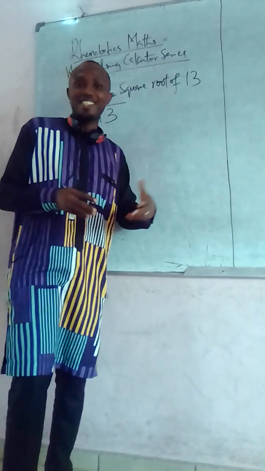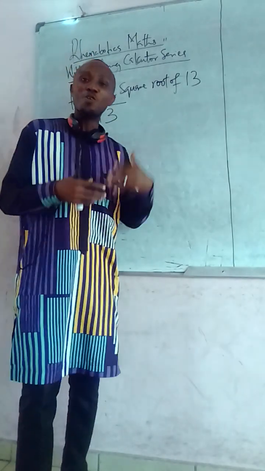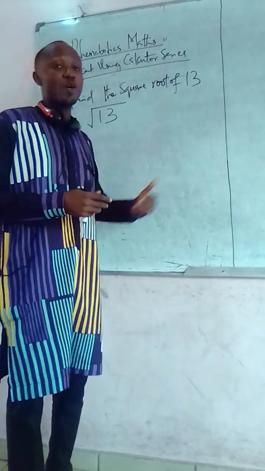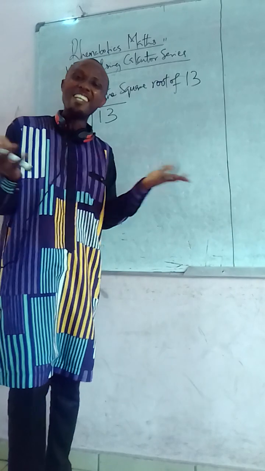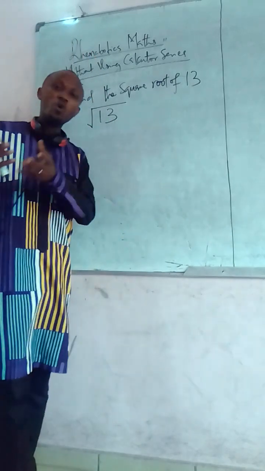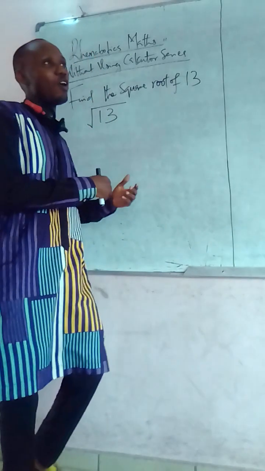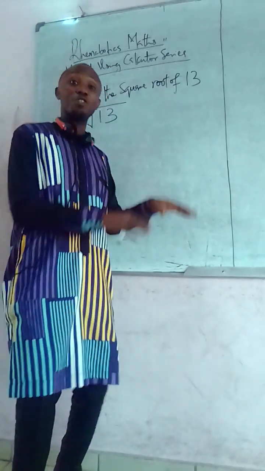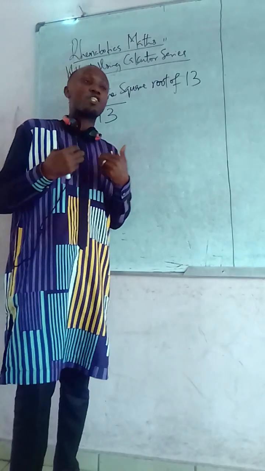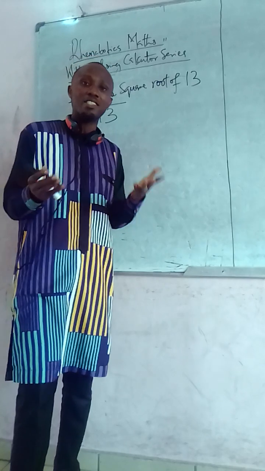The square root of 16 is 4, so it's easy. The square root of 9 is 3, it's easy. The square root of 25 is 5, it's easy. All the numbers I mentioned are called perfect squares because their square roots are whole numbers, integers.